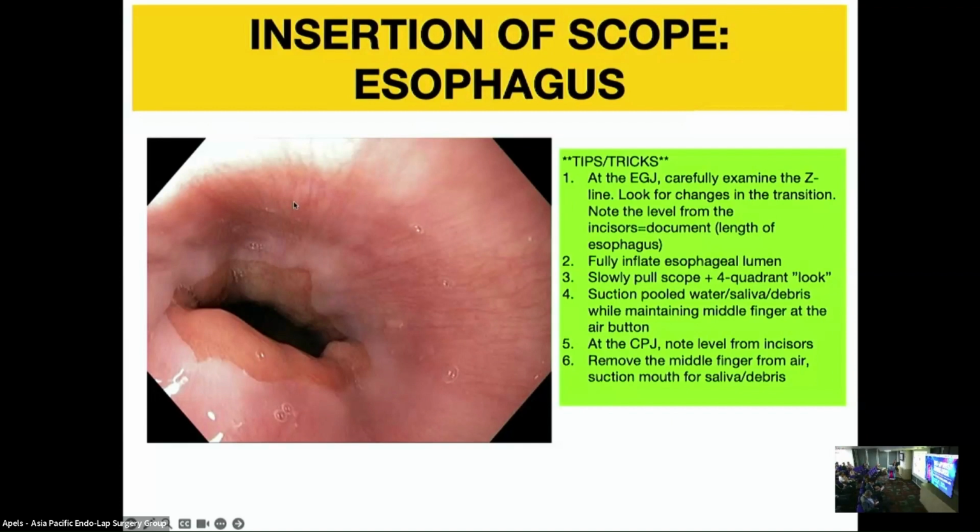Slowly inflate the esophageal lumen. Slowly pull the scope. Again, look at the 4 quadrants so you can assess everything. If there are debris or pooled fluid, you have to suction those debris. So at the CPJ, note the level from the incisors and then remove the middle finger from the air button and suction the saliva and debris.